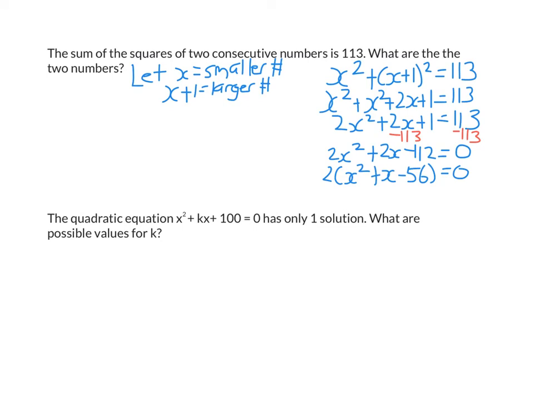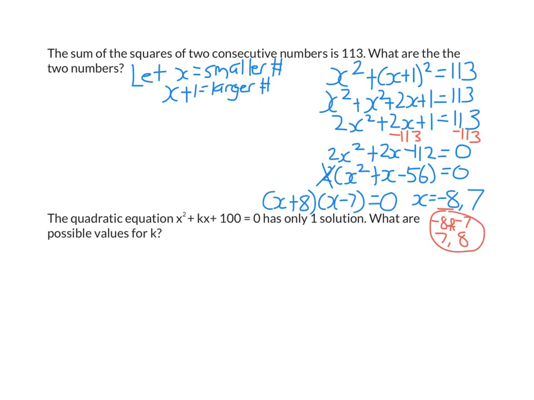So if I solve this equation here, I can ignore the 2. I get x squared plus x minus 56 is equal to 0. So the two numbers that multiply to negative 56 and add to 1: x plus 8, x minus 7. So that means x is equal to negative 8 if the first bracket's equal to 0, or x is equal to 7. So the two numbers are, if x is minus 8, x plus 1 is minus 7, or 7 and 8. So either of those, their squares add to 113.